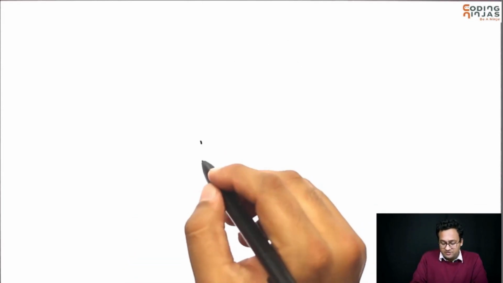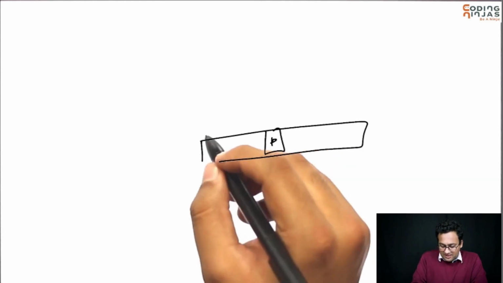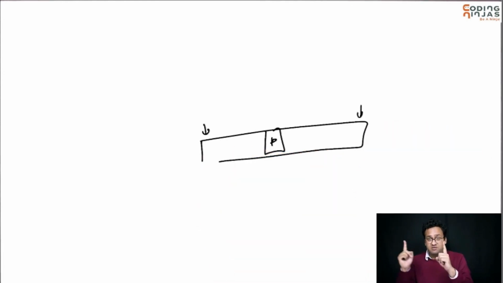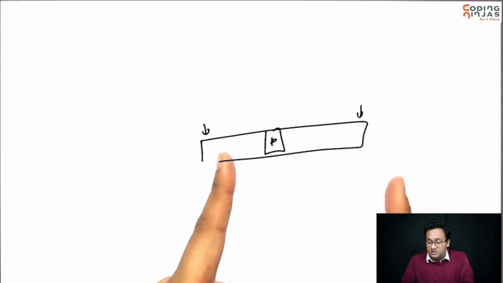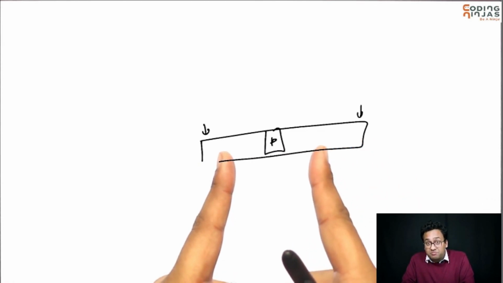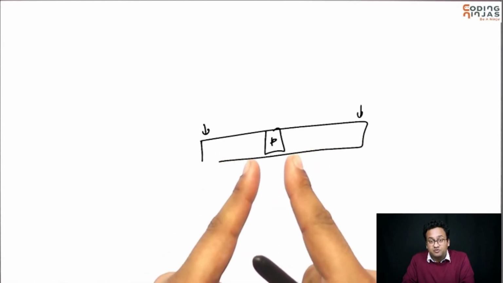So basically, what are we saying? This is my pivot. I start from the beginning, I start from the end. I keep moving this, I keep moving this. I'll stop as soon as I find an element here which is larger than P, and I find an element here which is smaller than P, and I'll swap them. And then I'll keep moving.